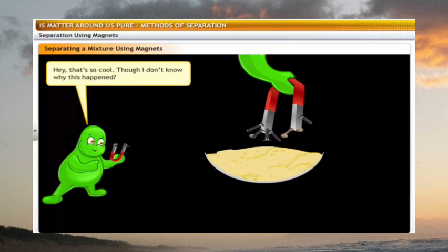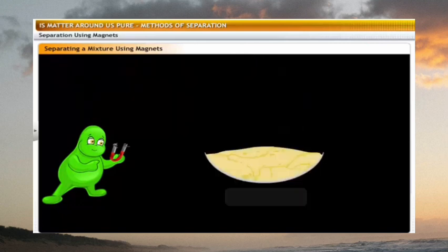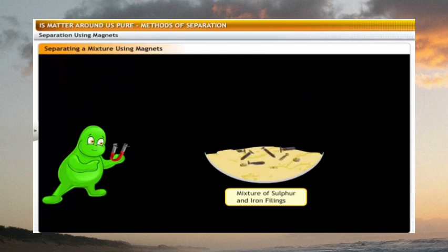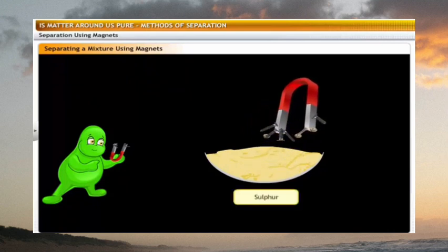Hey, that's so cool. Though I don't know why this happened. You can separate a mixture of sulfur and iron filings by passing a magnet over it. The iron filings will get attracted to the magnet and will stick to it. You can use this method to separate a mixture in which one of the components is a magnetic material.